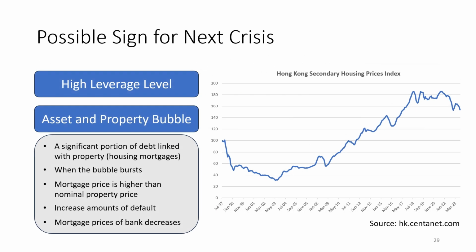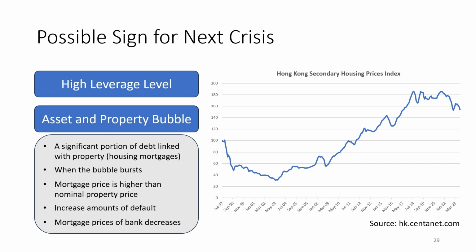The first sign of a financial crisis is an asset and property bubble. In most economies, a significant portion of debt is linked with assets and properties. A common example would be housing mortgages. Abnormal changes in these markets could signify the formation of a bubble and an impending financial crisis. When these bubbles pop, nominal property prices plummet and fall below that of mortgages. As a result, people choose to default on their mortgages, leading to disaster in the financial sector, as can be seen in the US financial crisis back in 2008.